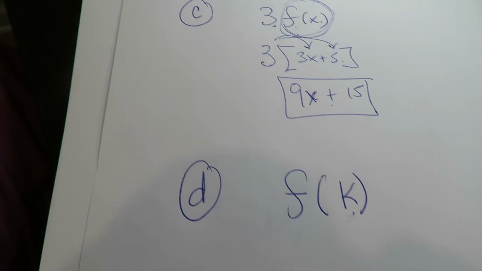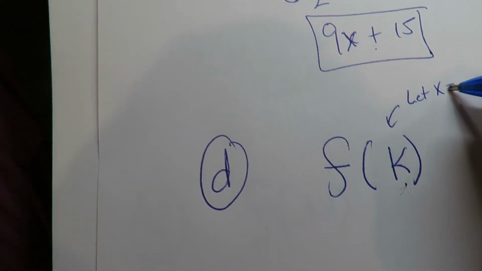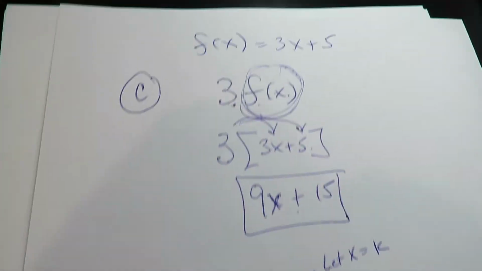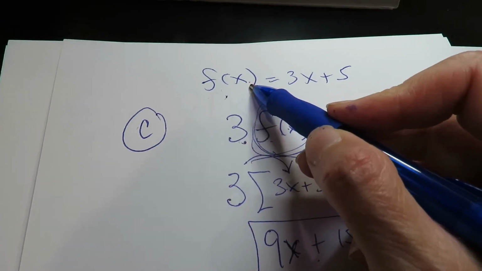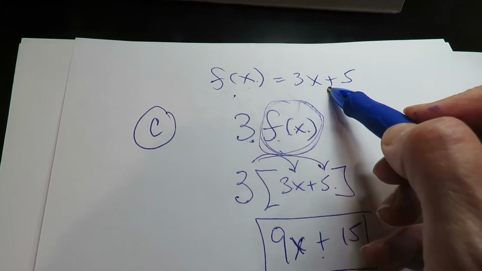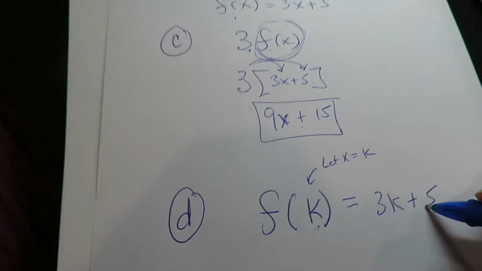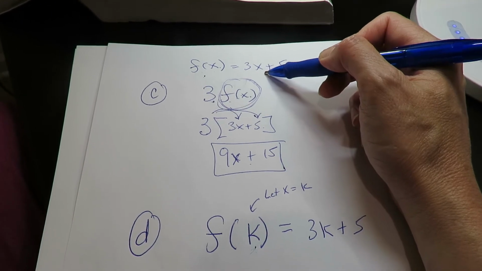So instead of saying f of x, we're going to let x equal k. We're just going to rename x as k. So if we look at our function here, instead of it saying f of x, it's going to be f of k, which means that all the x's become k's. So it's going to become 3k plus 5, right? We're renaming what x is to be k.